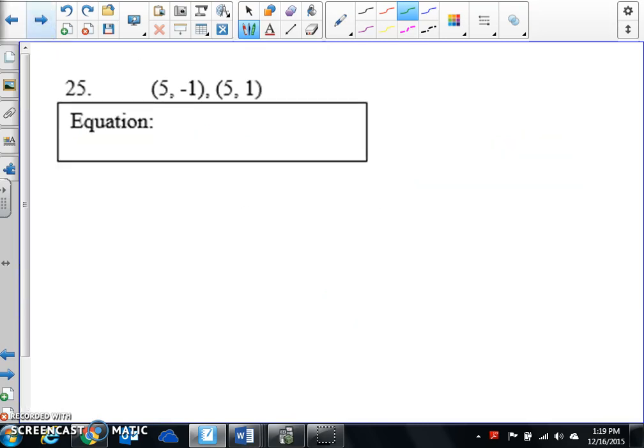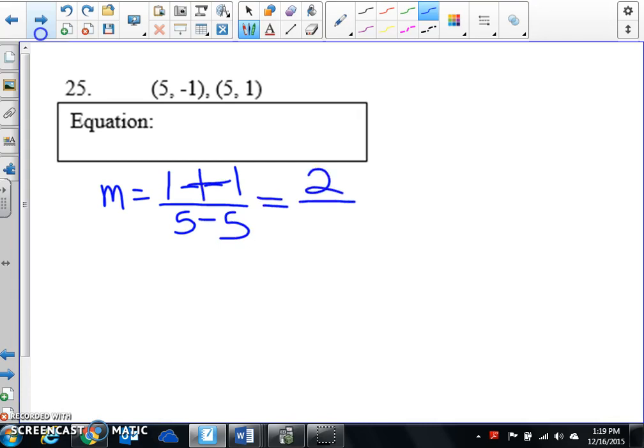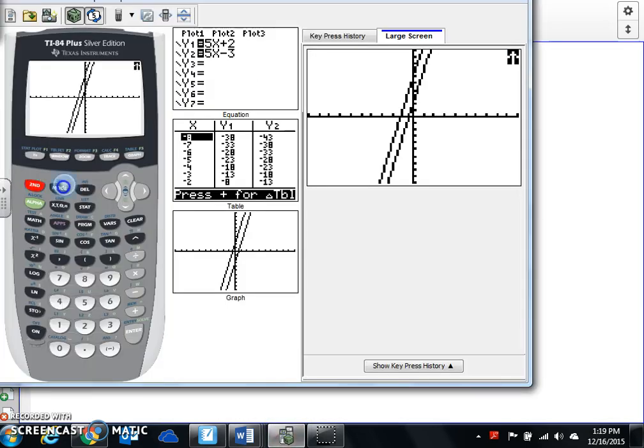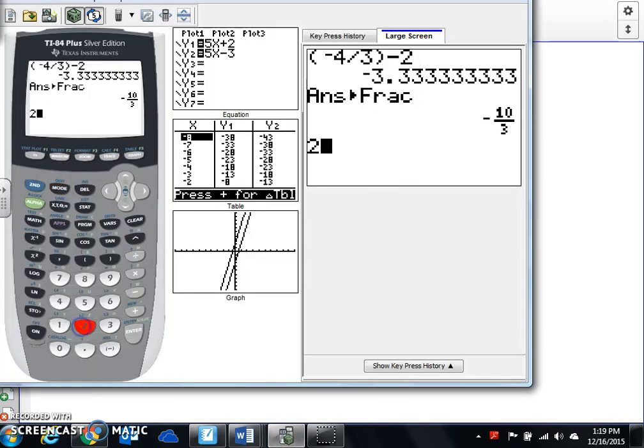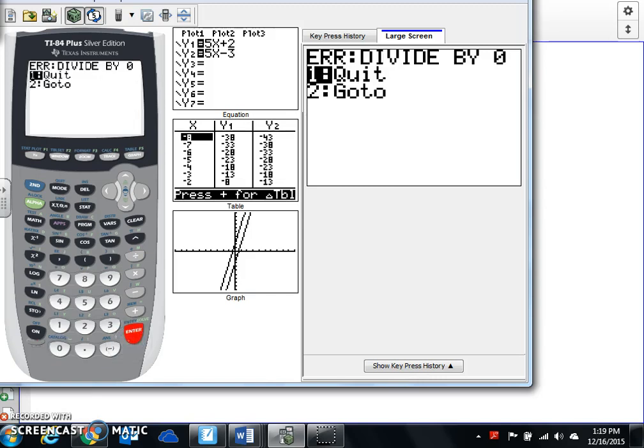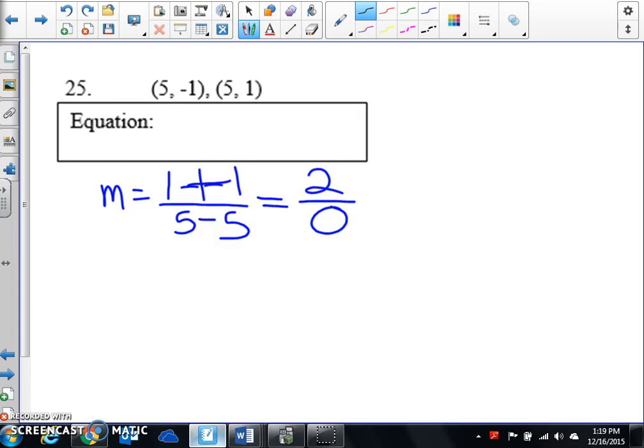Next one, same kind of thing. I start with slope. 1 minus a -1 over 5 minus 5. That becomes a plus. 1 plus 1 is 2. 5 minus 5 is 0. At this point, if you do not immediately know that's undefined, go to your calculator. Type in 2 divided by 0. It should tell you error because you cannot divide by 0. What your calculator is telling you is you have an undefined slope.